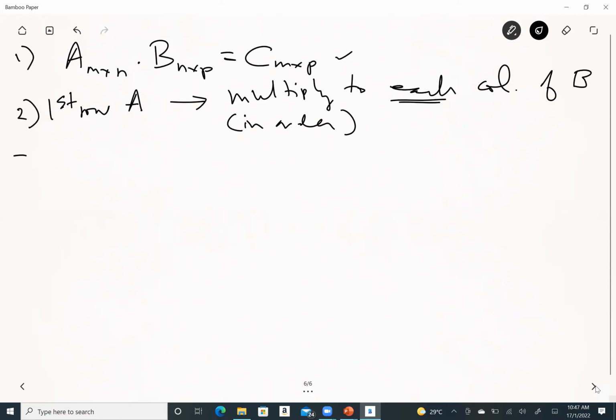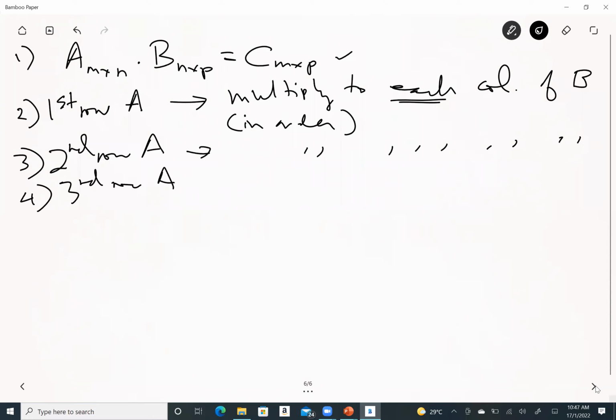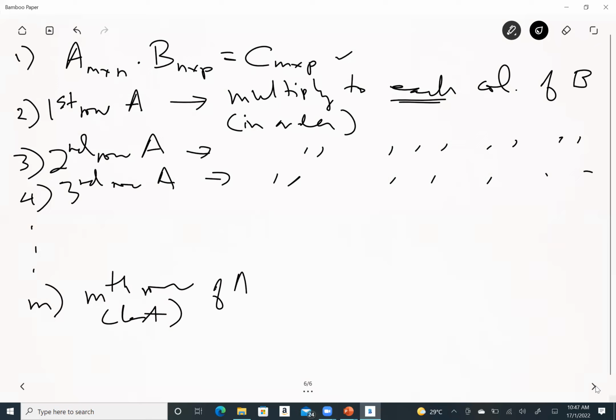And then number three, you go to the second row of A. What do I do to the second row of A? You continue the process again. Multiply to each column of B. And number four, what do you do? The third row of A. What do I do? Multiply with each column of B. And we continue until what? Until the last row, the M row, the last row of A. You continue with that process.